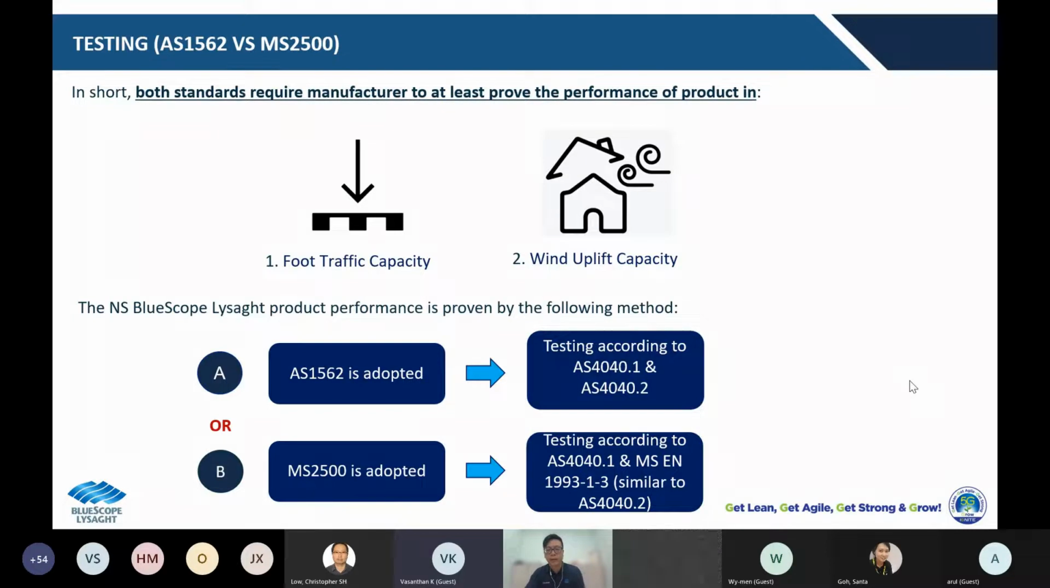So maybe a bit confused now. Talking about 4040.1, 4040.2, and how the test proves the capacity of the product. I will show you some detail in the subsequent slide, how we carry out the test.